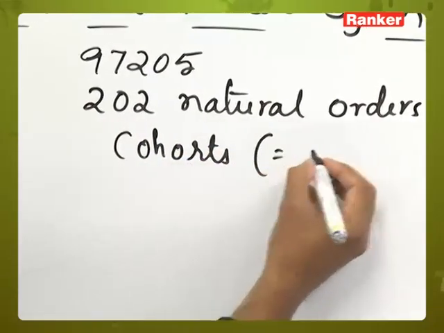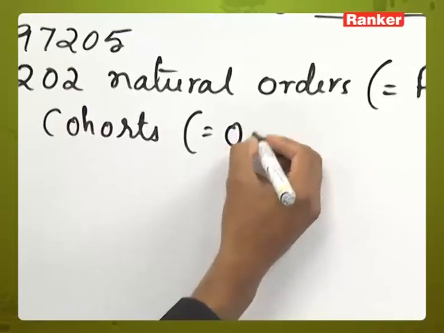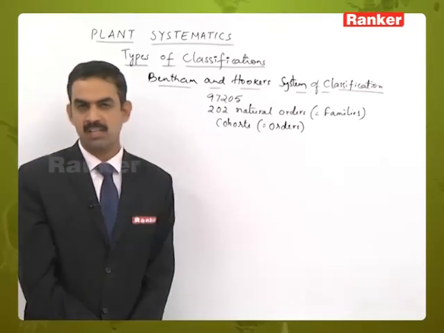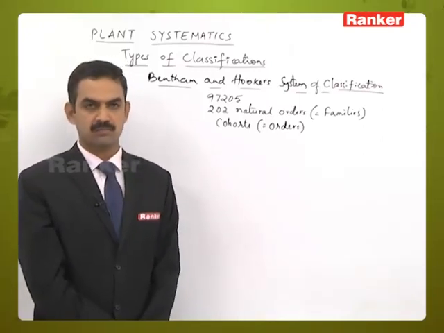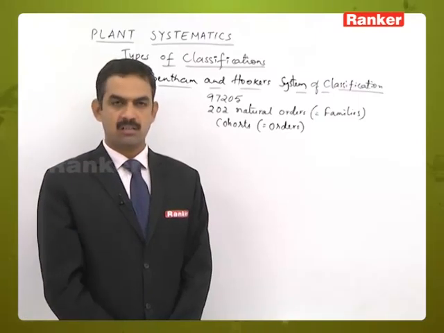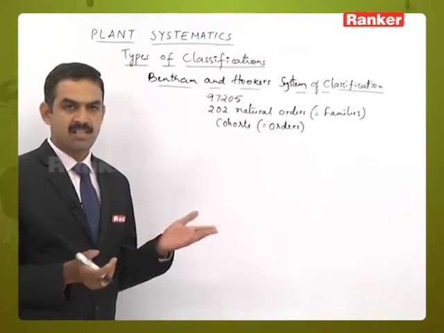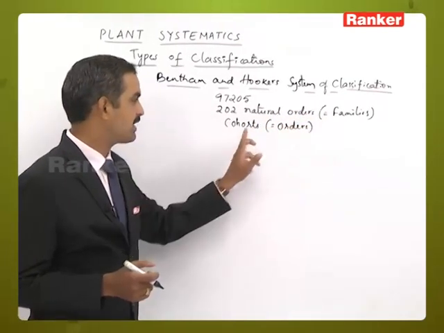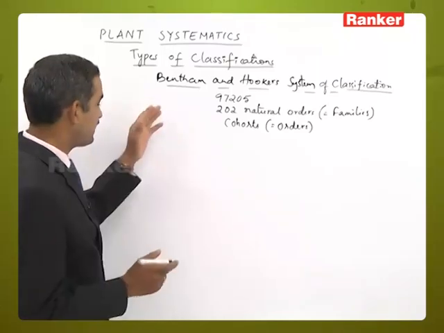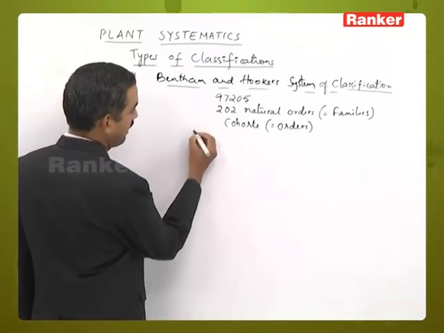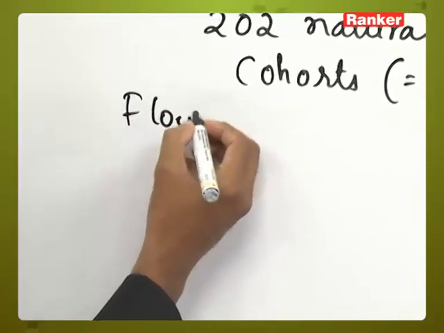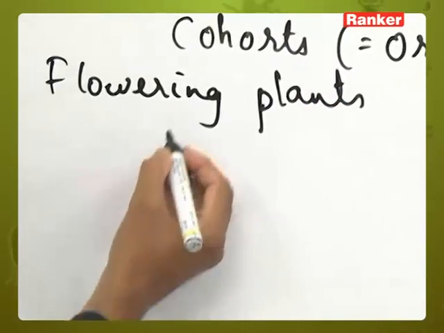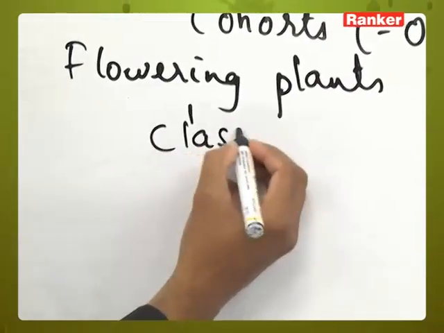Cohorts means present day orders in the hierarchy of classification. We know that in the hierarchy, species, genus, family, order, class, subclass, like that will be there. So in that, natural orders are equal to families, and cohorts are equal to orders. So these scientists had classified the flowering plants. We know that flowering plants are called phanerogams. So they had classified the flowering plants into 3 classes.